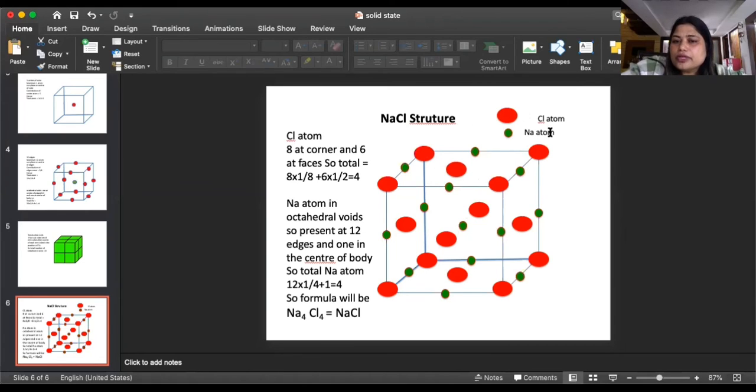Now I'm talking about the sodium atom. The sodium atom is a smaller atom. When we place 2 atoms at the corners, there is a space between them. At this place we can put the sodium atom. So this is the place of the octahedral void. We already discussed the center of the edges is called octahedral voids. Now I place this small sodium atom at the edges and one sodium atom at the center. Again, sodium atoms in octahedral voids are present at 12 edges and one at the center of the body. So the total sodium atoms are 12 into 1 by 4 plus 1, that is 4. So finally, how many atoms of chlorine did we put? 4, and sodium is 4. The formula will be Na4Cl4.